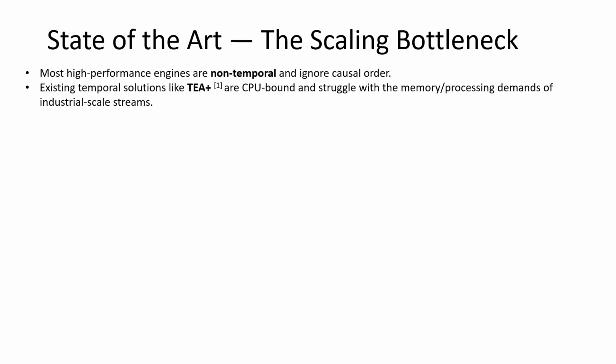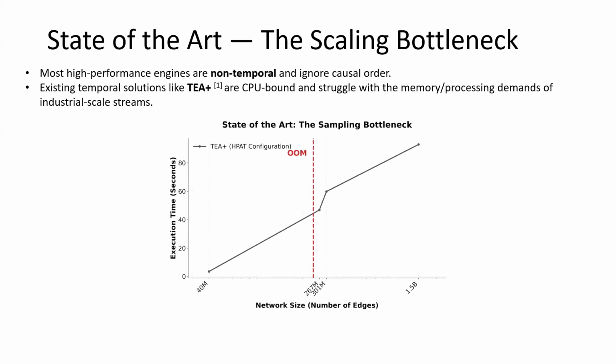Now, what is the state of the art? Most high-performance walk engines are non-temporal. While there are a few temporal ones, the state of the art is CPU-bound, and it is not scalable to industrial-scale demands. For example, the state of the art, T-Plus, showed in their paper that they could scale up to 1.5 billion edges. They also mentioned that their most optimal configuration runs out of memory much before that, and they use an alternative configuration to show that it works up to 1.5 billion edges.